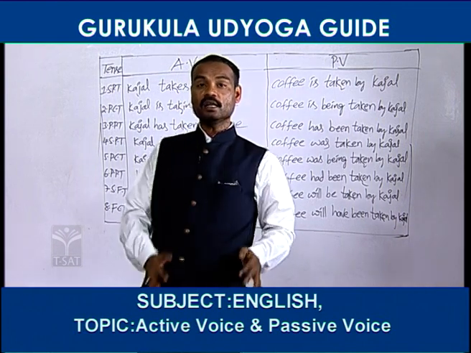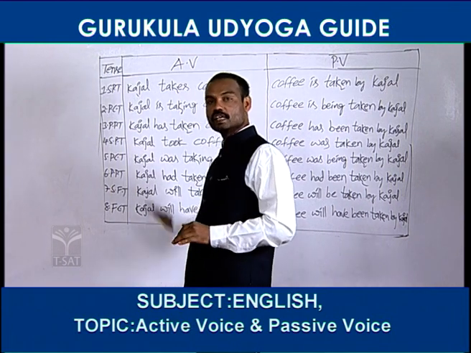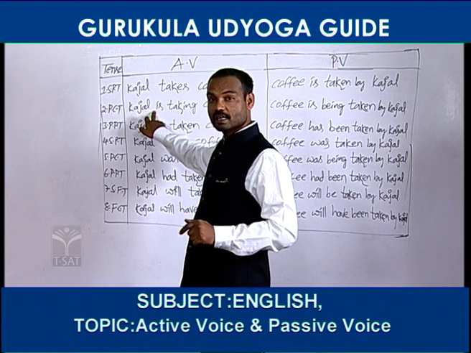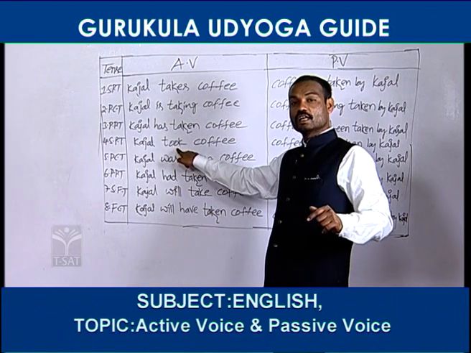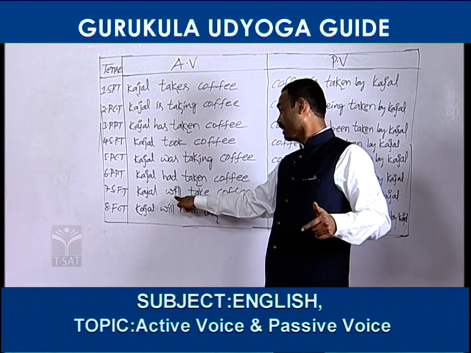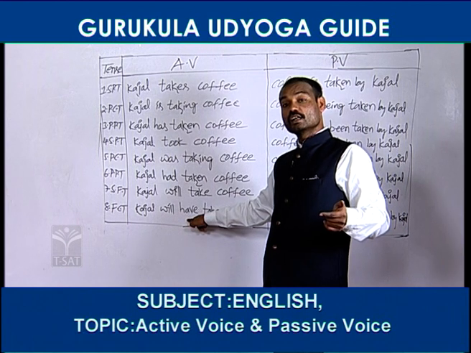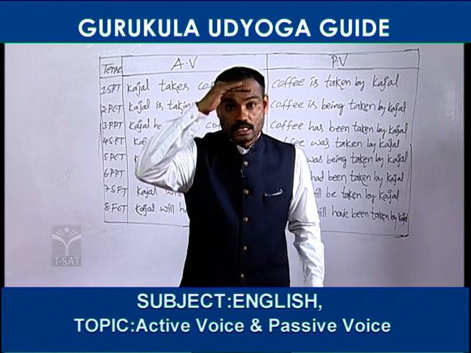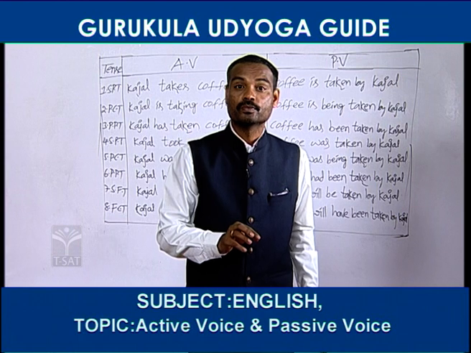So in the next model, I am going to give you negative sentences. All the sentences are in negative type. For example, Kajal doesn't take coffee. Kajal is not taking coffee. Kajal has not taken coffee. Kajal did not take coffee. Kajal was not taking coffee. Kajal had not taken coffee. Kajal will not take coffee. Kajal will not have taken coffee. That is negative type. Negative type is also important. Sometimes in the examinations, they will give you sentences from negative also.